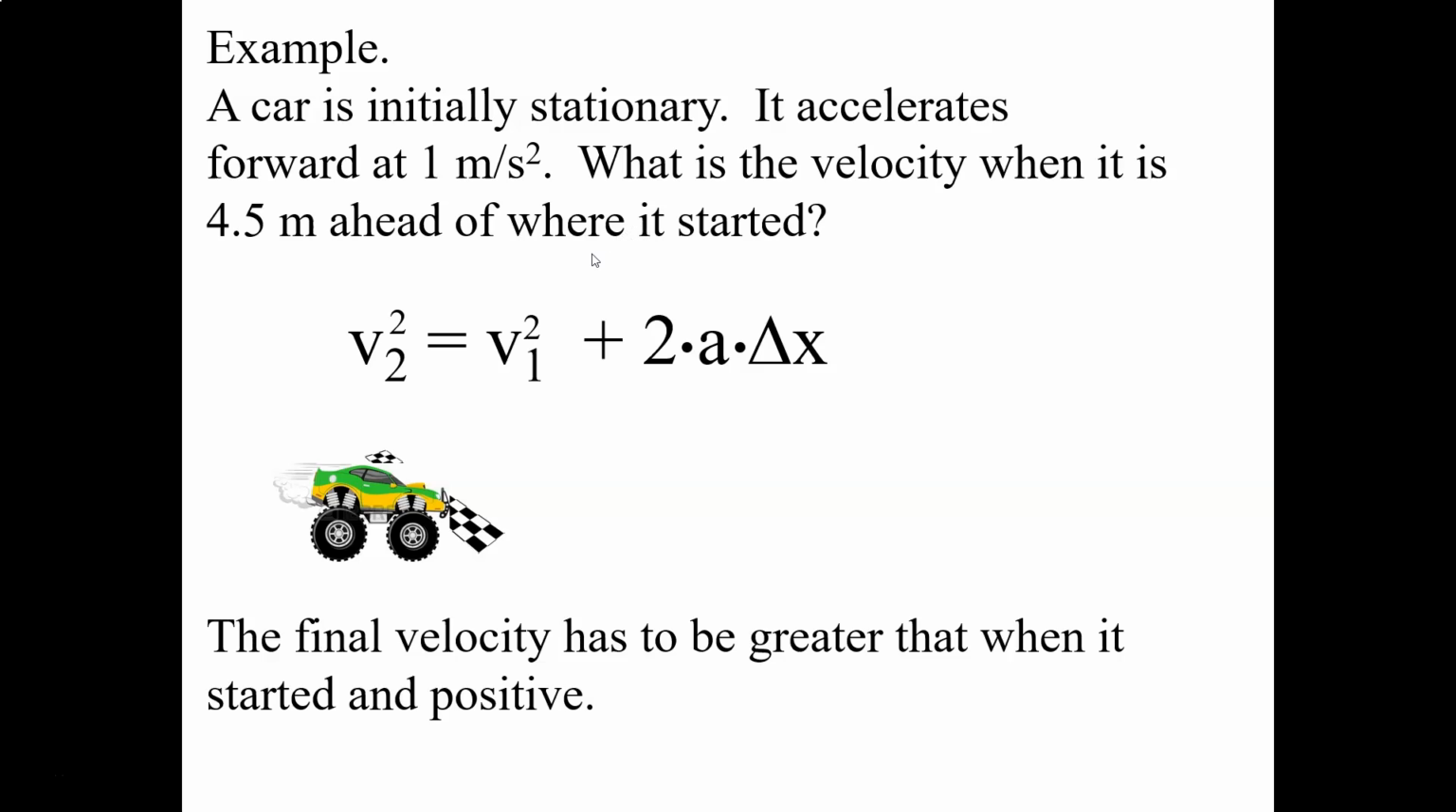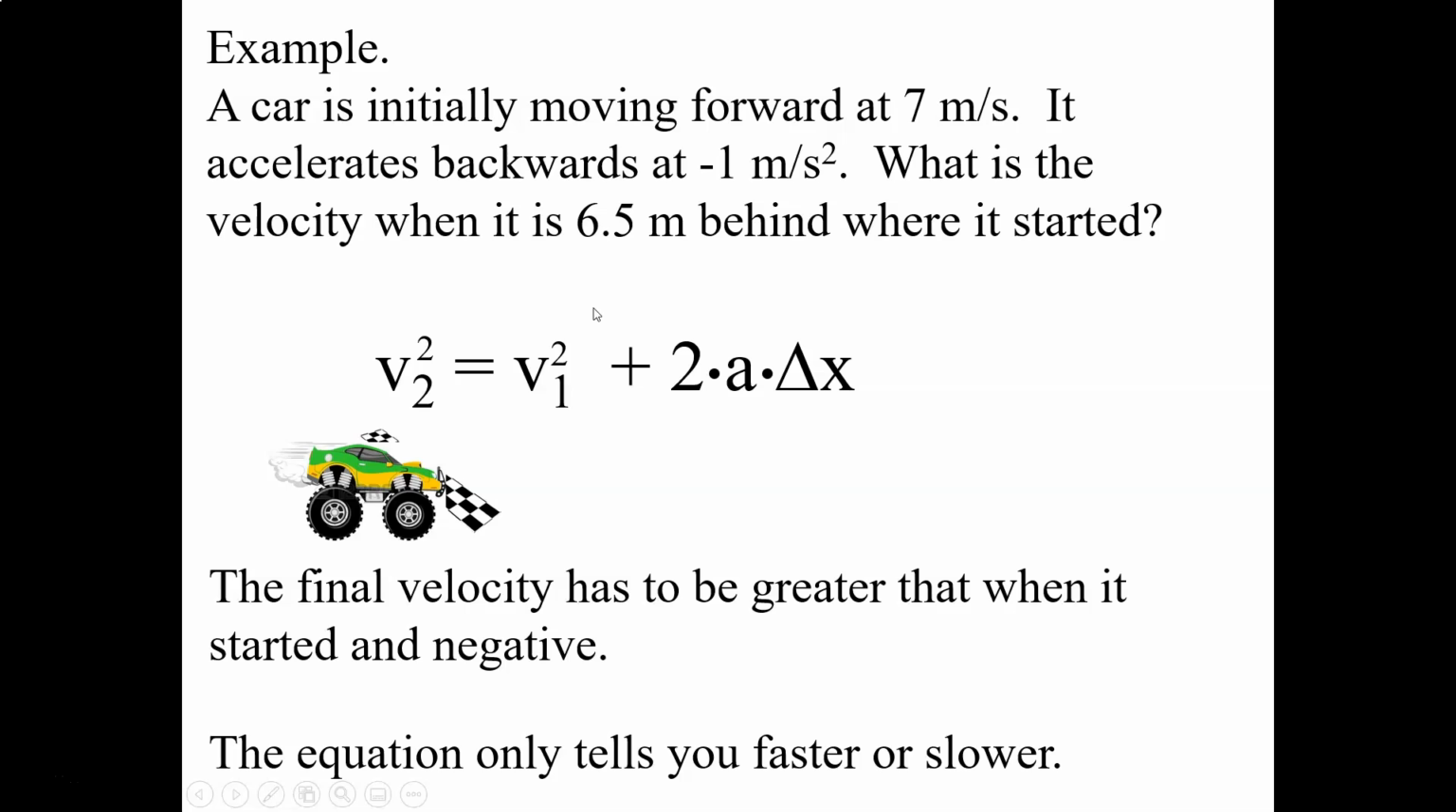For example, this problem, we've got a car, and it's initially stationary, and it accelerates forward at 1 meter per second squared. What is its velocity when it's 4.5 meters ahead? Whenever we're looking for the velocity, we want to sanity check the sign on it to make sure it's in the right direction. Well, if it starts from rest and accelerates forward, the sign on its final velocity is going to be positive. So it's got to be positive.